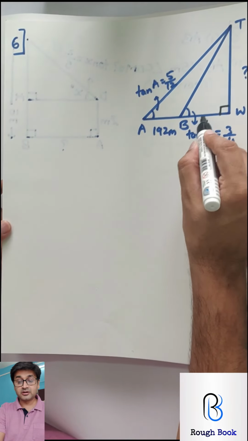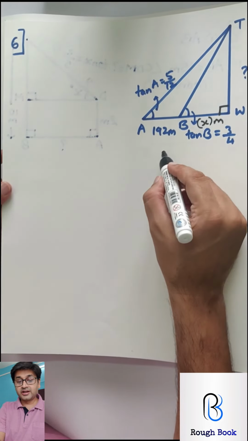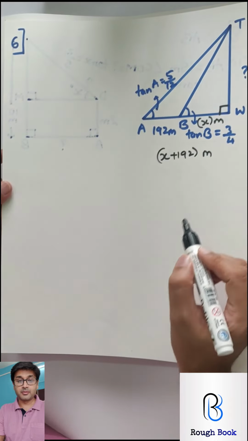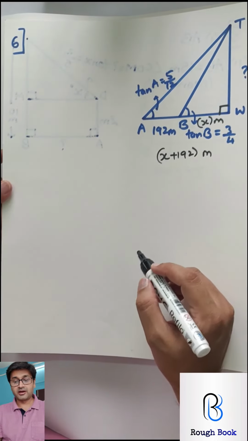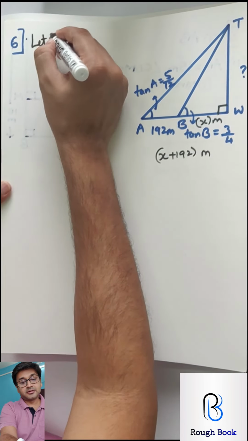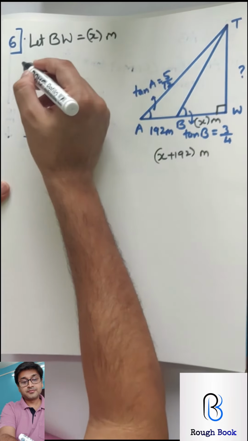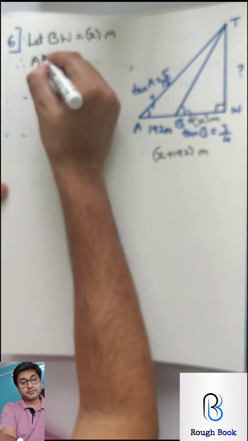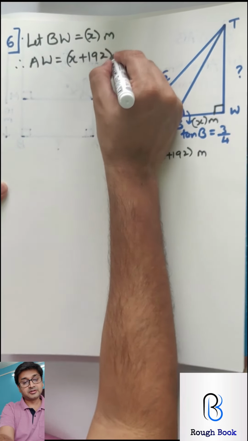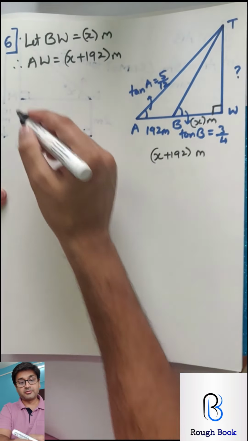So you got to stick to that original method of exercise B, where you consider this x. So entire AW becomes x plus 192 meters. I hope you remember. Yeah, if you've practiced, you would have remembered. If you copied, then you will not. Okay, so let BW be x meters, and therefore AW will be x plus 192 meters. We'll try and find TW for both the triangles, and then we'll get both of them together.